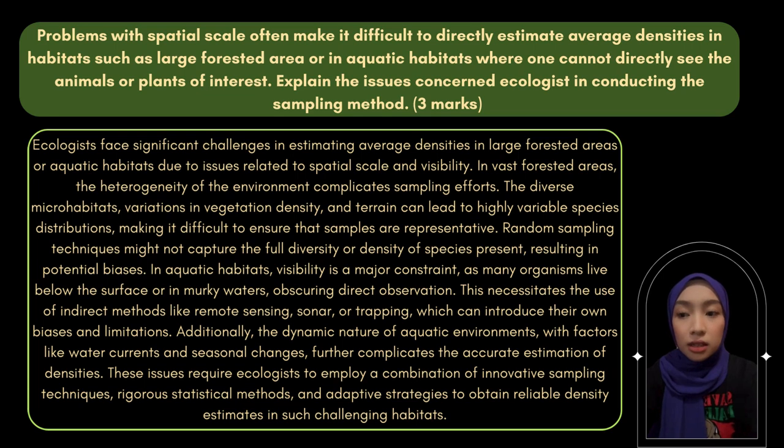This necessitates the use of indirect methods like remote sensing, sonar, or trapping, which can introduce their own biases and limitations. Additionally, the dynamic nature of aquatic environments with factors like water currents and seasonal change further complicates the accurate estimation of densities. This issue requires ecologists to employ a combination of innovative sampling techniques, rigorous statistical methods, and adaptive strategy to obtain reliable density estimates in such challenging habitats.